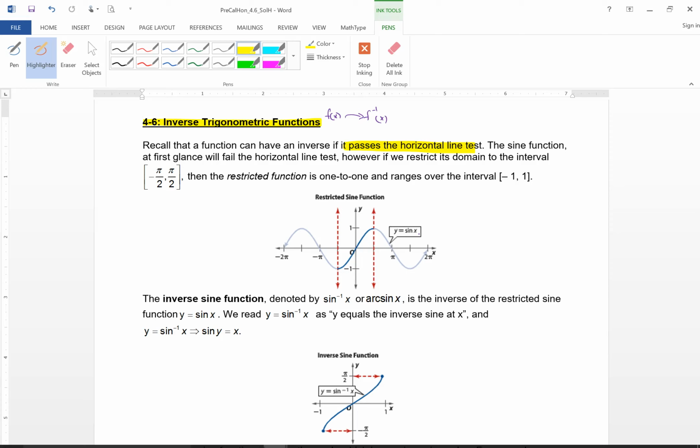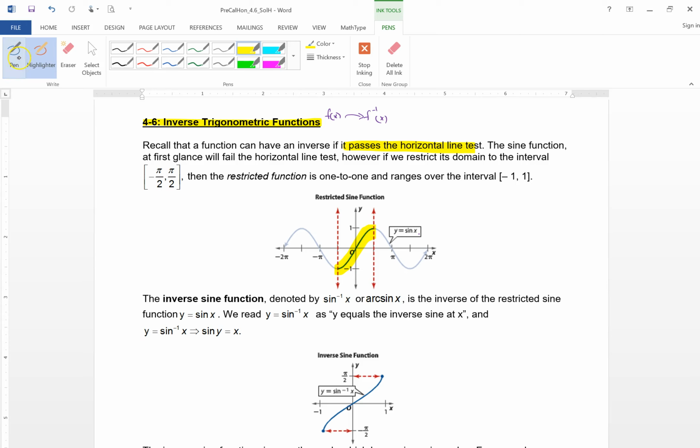So if we don't take the entire sine function, which stretches from negative infinity all the way to positive infinity, if we just take a tiny little part of it, say this much, then we fix our problem, all right? We fix our problem of it not passing the horizontal line test, because if I just focus on this part and I draw my horizontal lines, it will definitely pass, which means I can find an inverse function for it, okay?